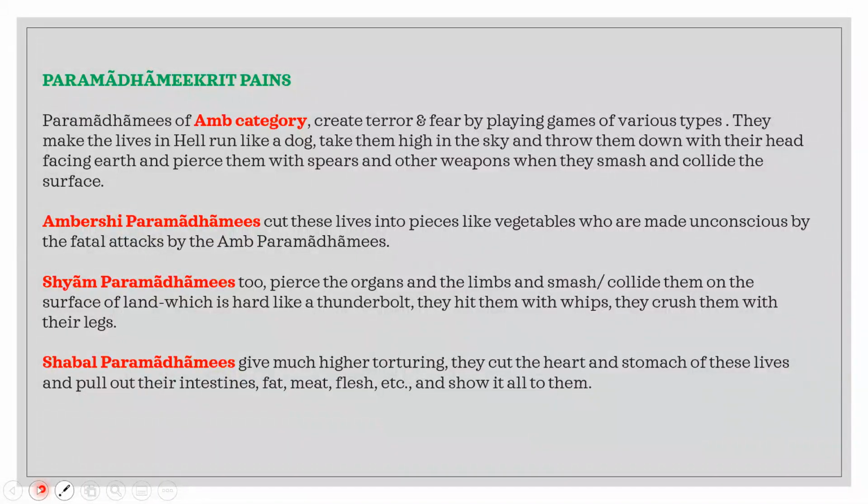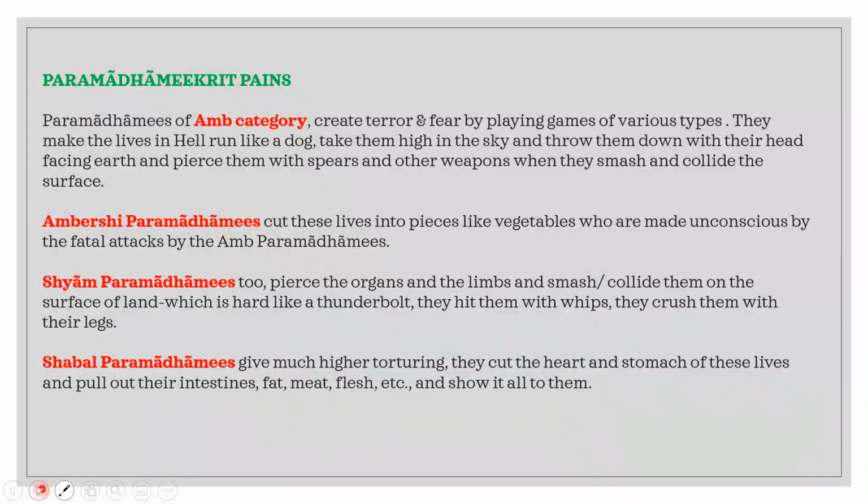So what do they do? They create terror and fear by playing games with the Jeevs of Narkis. They make the Jeevs of Narki run here and there. And then they catch these Jeevs of Narkis, take them up in the sky and throw them with the head facing downwards. And when these Jeevs of Narki are falling down to the ground, they smash their heads with various weapons like spears and gada. So that is the Amb category of Parmadhami.